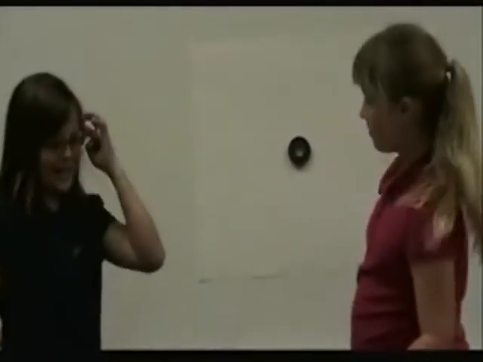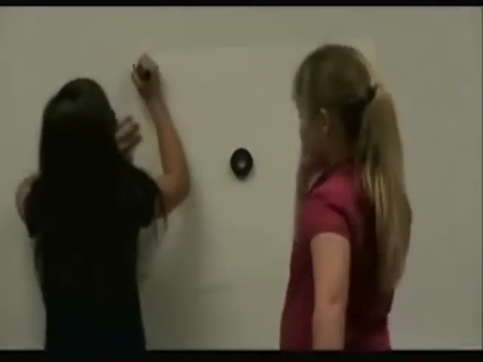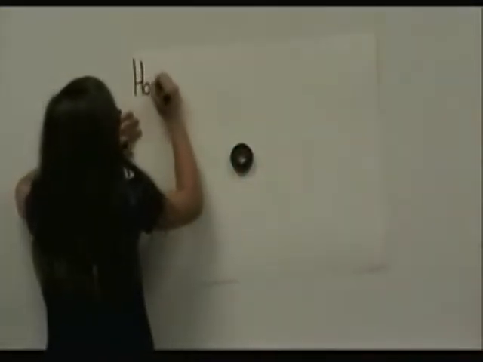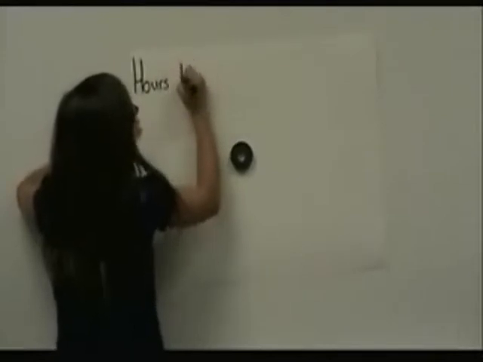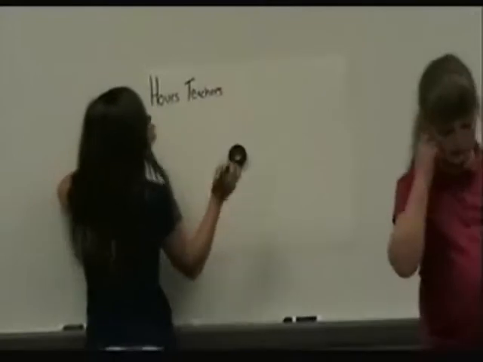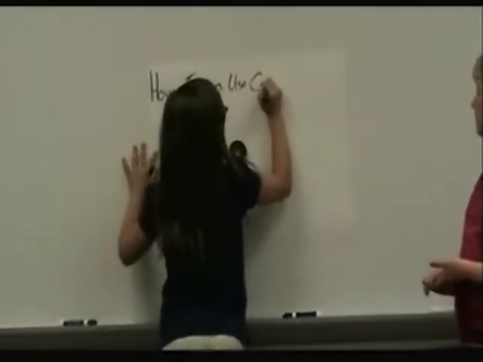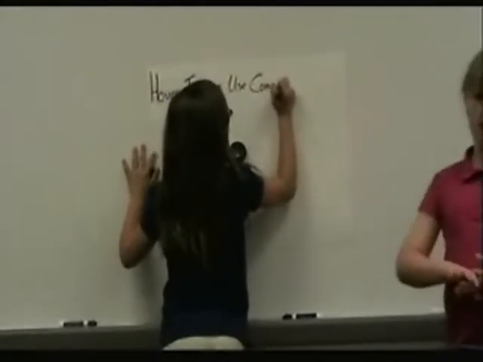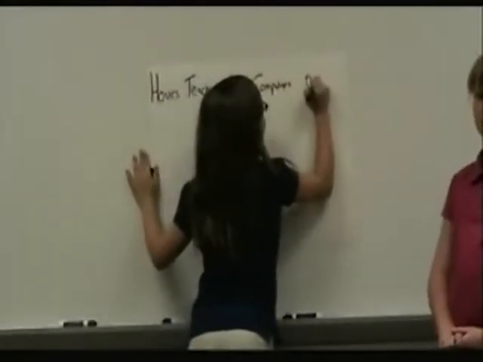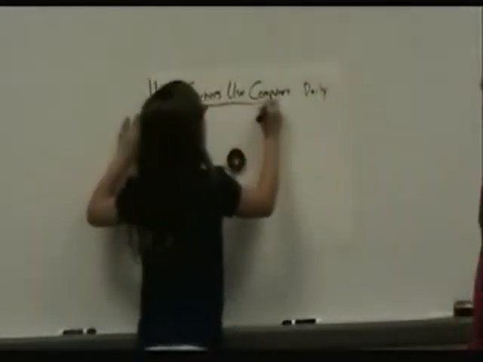Since we're basing our line plot on how many hours a teacher uses the computer each day, our title is going to be Hours Teachers Use Computers Daily. While she's writing that, here's how we're going to lay out the line plot: 0, 1, 2, 3, 4, 5, 6, 7, 8, and 8 plus. 8 plus means that they spend 8 hours or more on there.